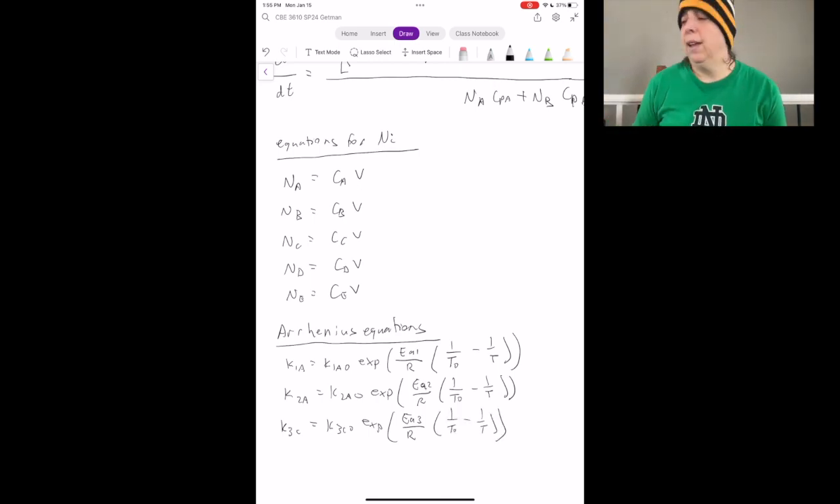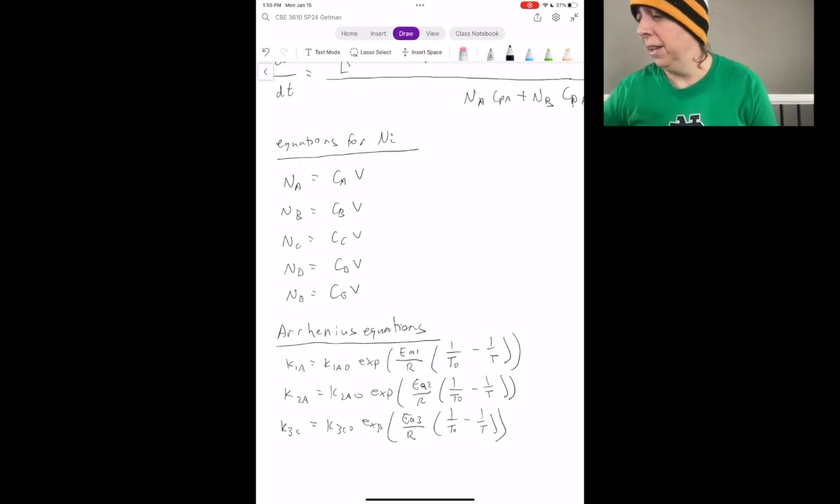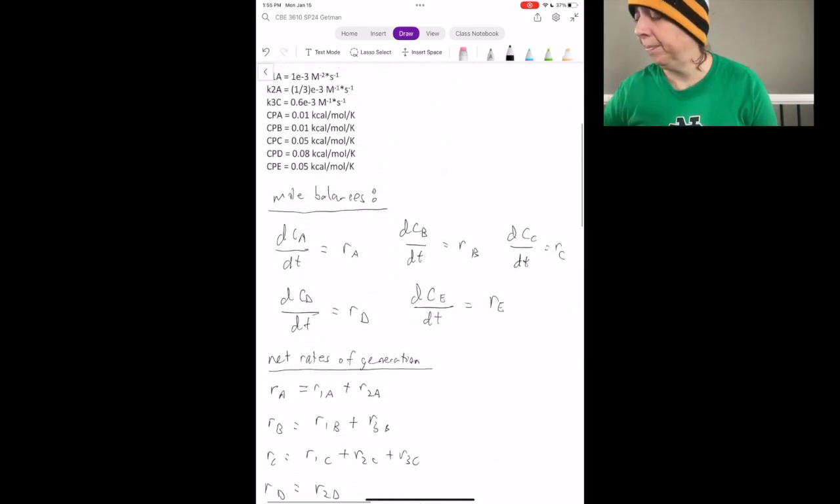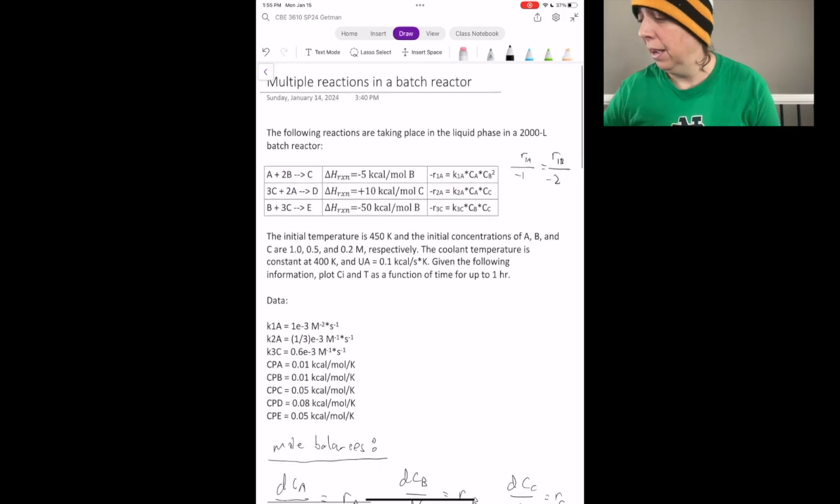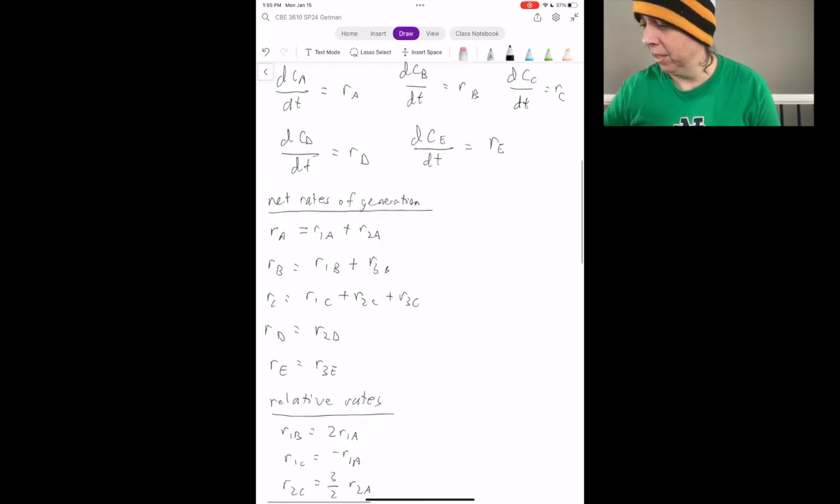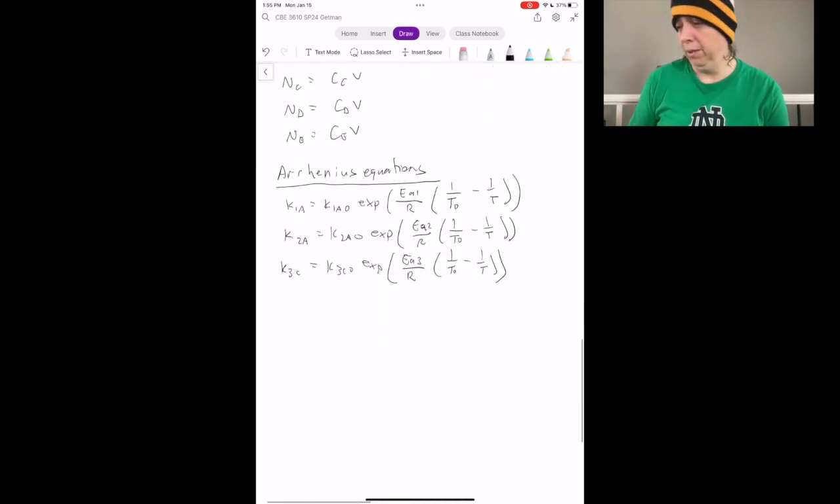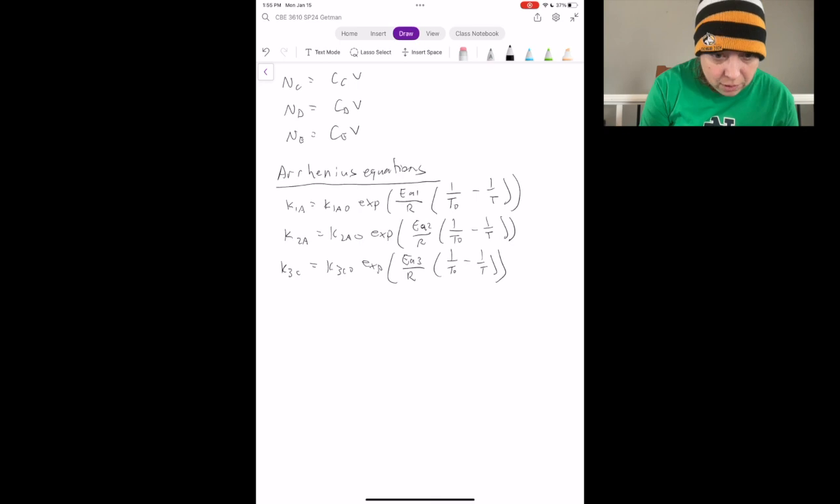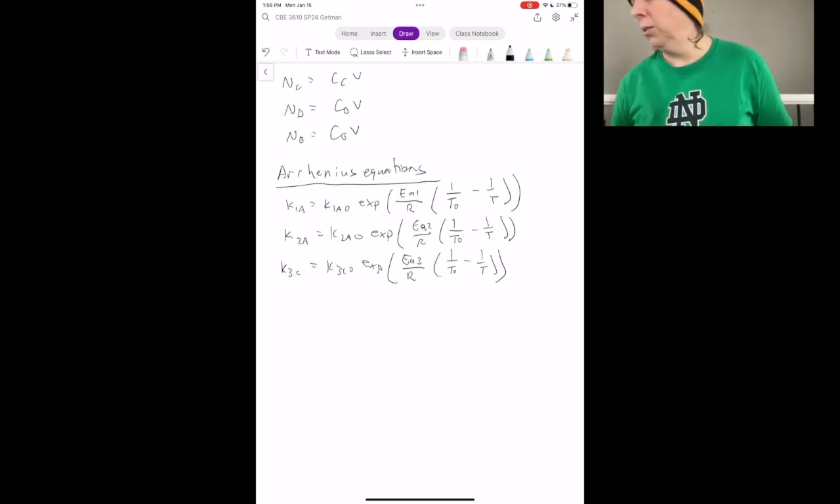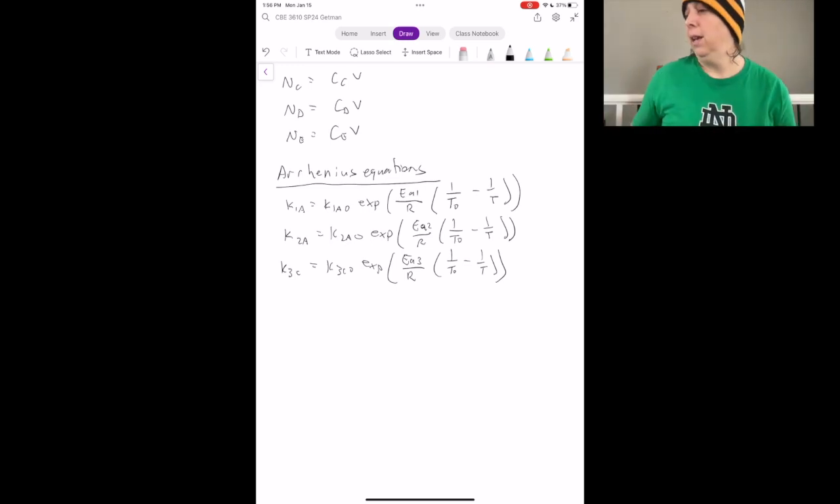The problem here is I'm not given values for the activation energy in the problem statement. So I go back up here, I'm not given any of this information. So we're going to have to do something about that, and I'll show you what I'm going to do in just a second. All right, so I think that is all I need to write down, and I can now take this and put this into a math solver.